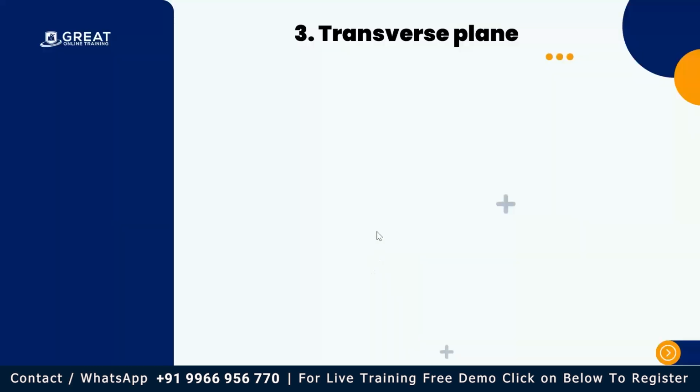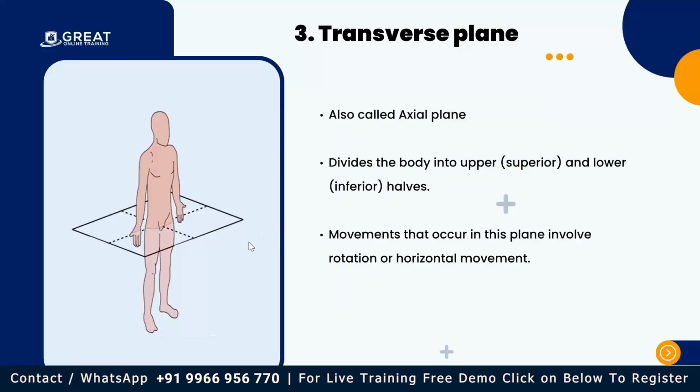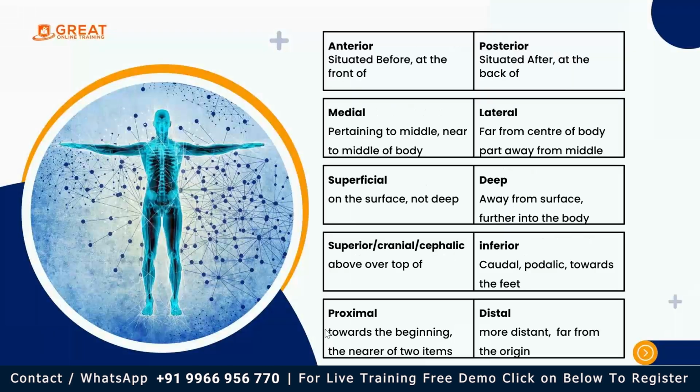And third, the transverse plane, also known as the axial plane. Okay, it divides the body into upper, meaning superior, and lower, meaning inferior, halves. And movement that occurs in this plane involves rotation or horizontal movement. So these are the three planes. This is some differentiation between different terms. Okay, anterior means situated before, at the front of, whereas posterior means situated after, at the back of.